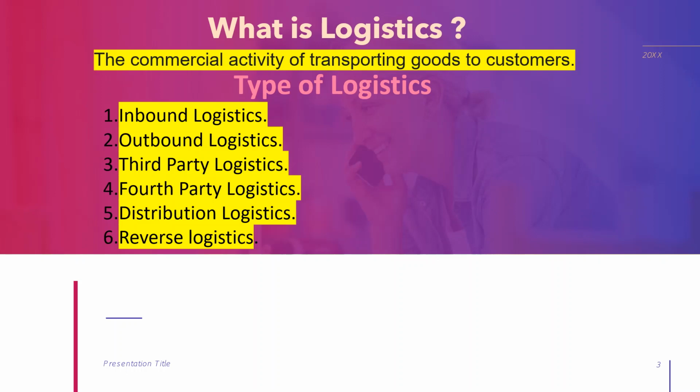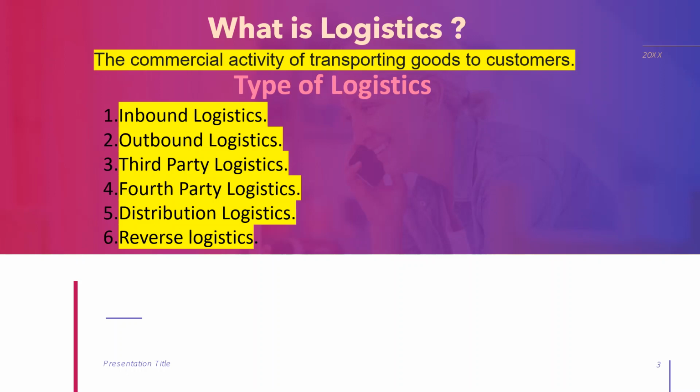And next is third party logistics. It's the use of a supplier or a third party to fulfill their needs, that is, a business outsourcing elements of its distribution, warehousing and fulfillment service. That is completely done by a third party. That is third party logistics.